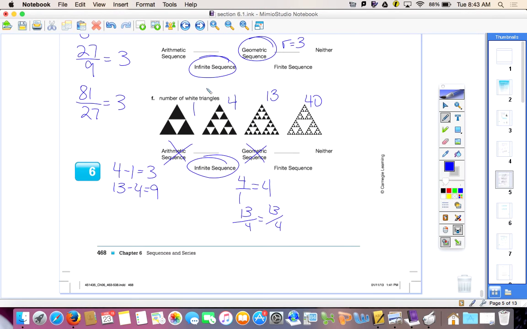And then number of white triangles. My first figure I have 1, my second 4, my third 13, and my fourth 40. And if I look at this, 4 minus 1 is 3, 13 minus 4 is 9. Since I don't have a common difference, I know it's not an arithmetic sequence. Here, 4 divided by 1 is 4, 13 divided by 4 is 13/4. So right away I know, since I don't have a common ratio, it's not a geometric sequence. So this would be considered neither. Now, technically, this could continue happening, so I would consider this an infinite sequence.